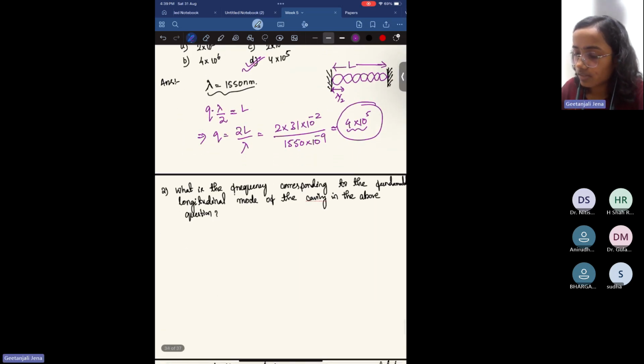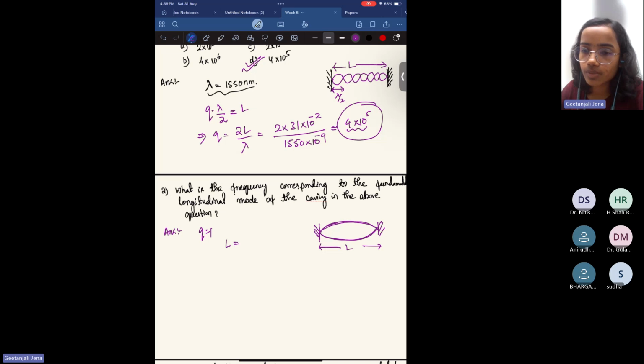And the next problem is, what is the frequency corresponding to the fundamental longitudinal mode of the cavity in the above question? So it is asking about the frequency corresponding to the fundamental mode. For the fundamental mode, Q is 1, right? And how is the light confined in the fundamental mode? It is like this. There is only one lobe of wave here. So that means L, the distance between these two mirrors, will be lambda by 2, and the lambda for the fundamental mode will be 2 times L.